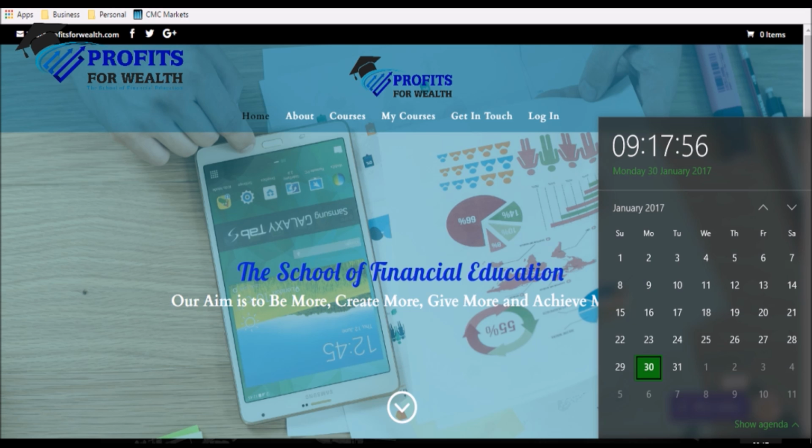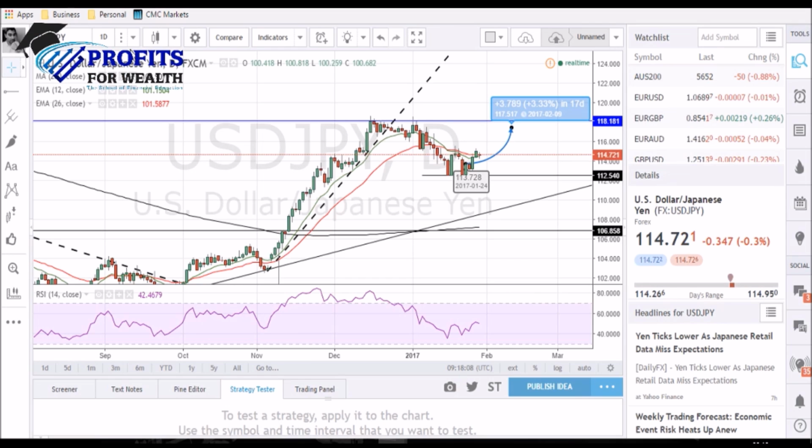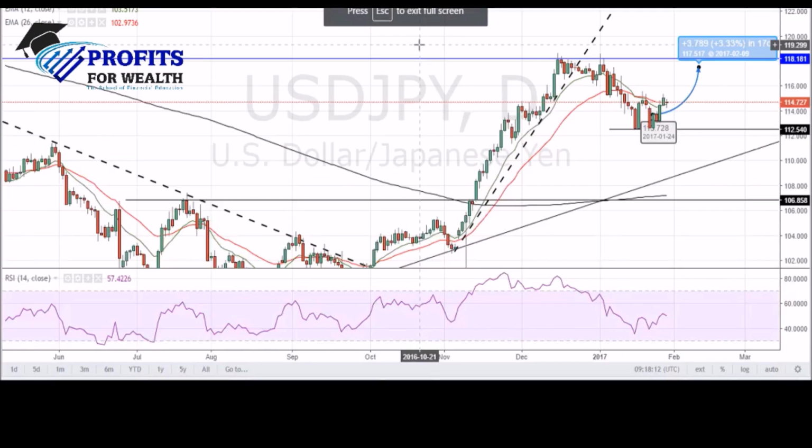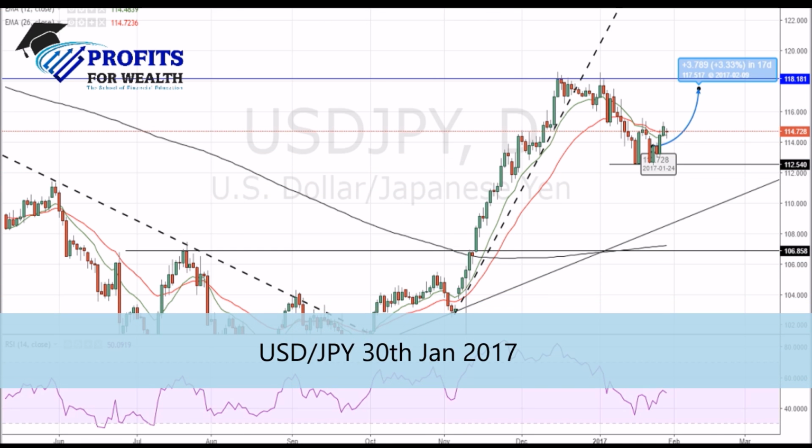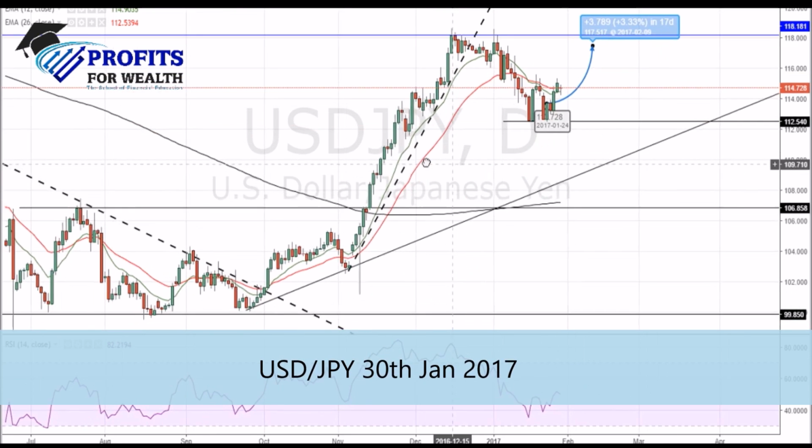So I'm going to show you a couple of currency pairs that we're watching closely, and some pairs that we've already gotten involved in based on last week's analysis. I'm going to jump right in and show you first of all USD versus JPY. As you can see here, we looked at this pair last week.